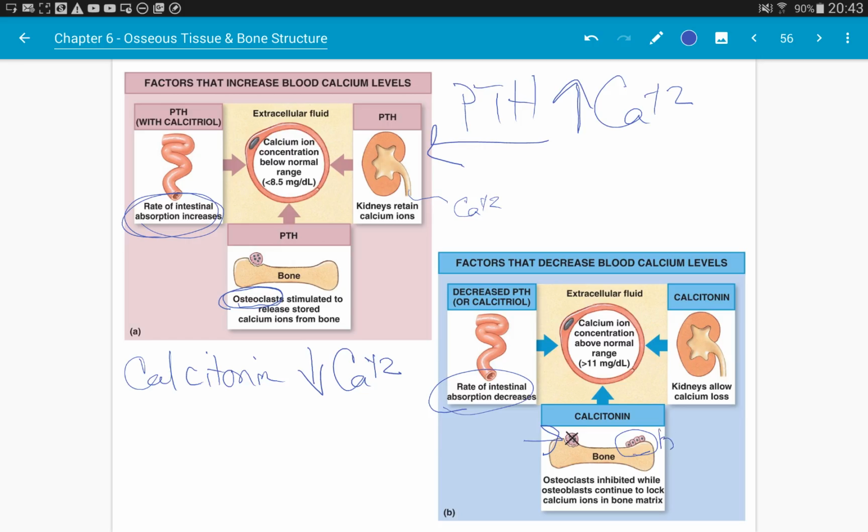So I'm just going to put blasts. So osteoblasts, remember osteoblasts build bone. And then lastly, calcitonin also affects the kidney, and it tells the kidney to excrete any excess calcium ions into your urine. So these are two great pictures, summary of how those three same areas are affected by these two hormones, and you will need to know this very well.